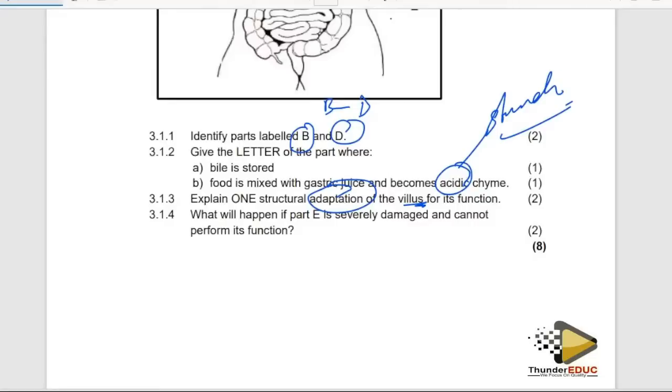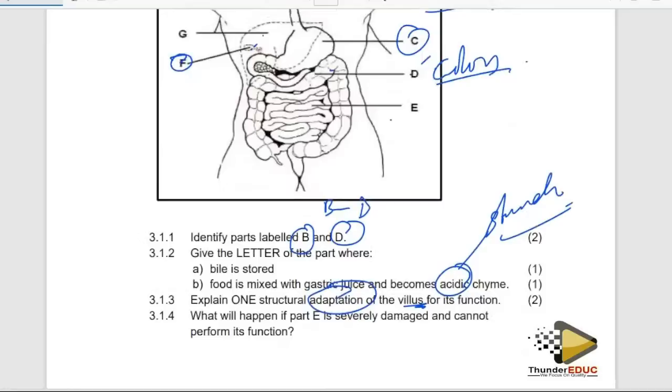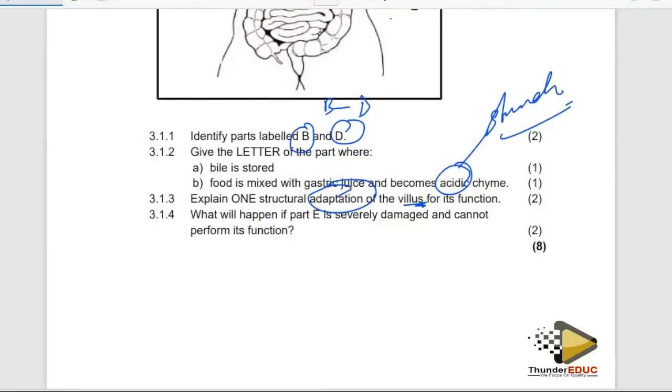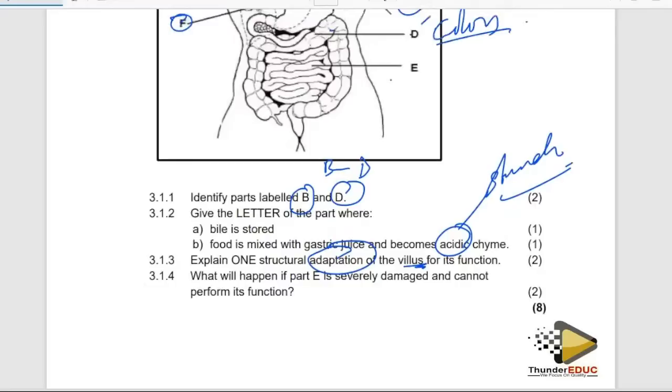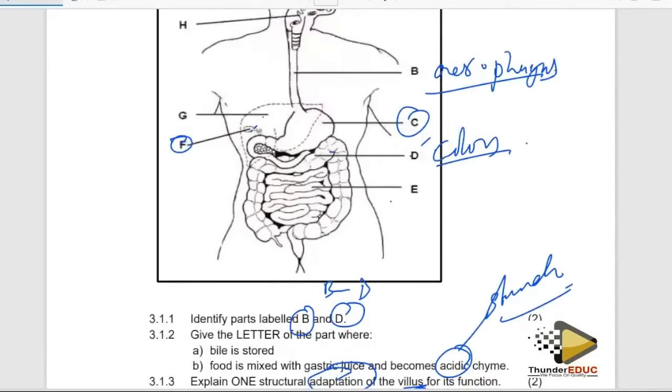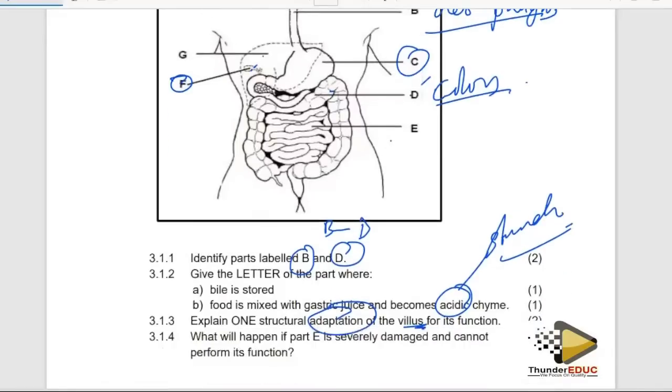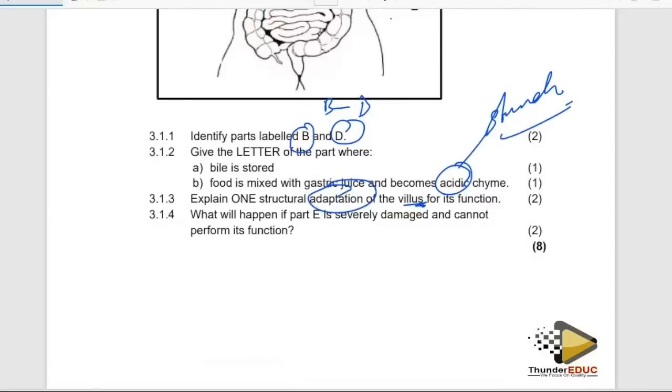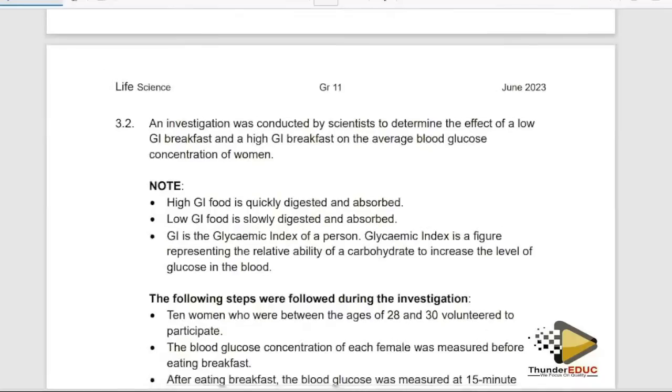So what will happen if part E is severely damaged and cannot perform its function? Part E. So what will happen if part D is damaged? It means that food will not be transported, or it will not be absorbed. And among the ones which are not absorbed, we might have essential nutrients. This will cause a lot of abnormalities or impairment. So absorption of nutrients will not take place, or will be impaired, or will be limited. If it is limited, then what happens? There will be deficiencies in essential nutrients. And if you don't have enough nutrients, then you expect weight loss.